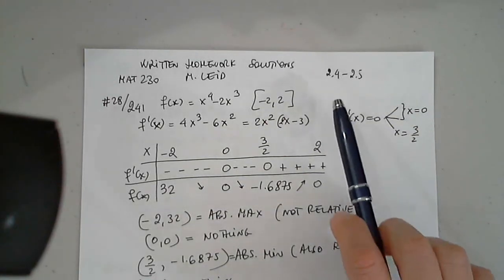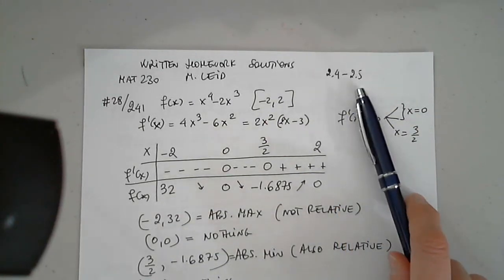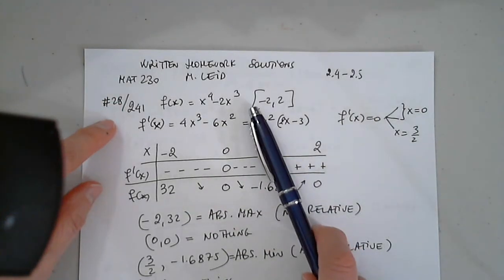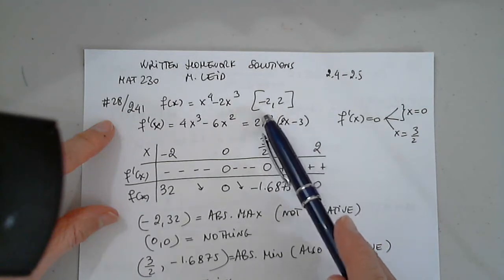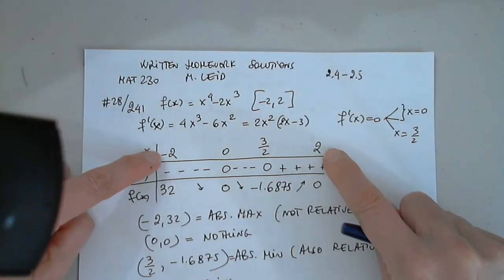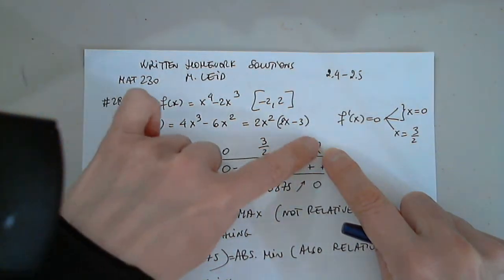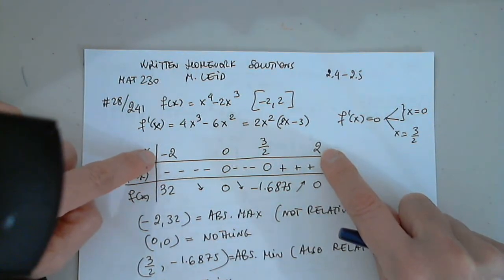Okay, this is the homework from sections 2.4 and 2.5. We were given a function. We were asked to determine the absolute max and absolute min on this given interval. We have to put the interval in the table. That's our domain, nothing else.